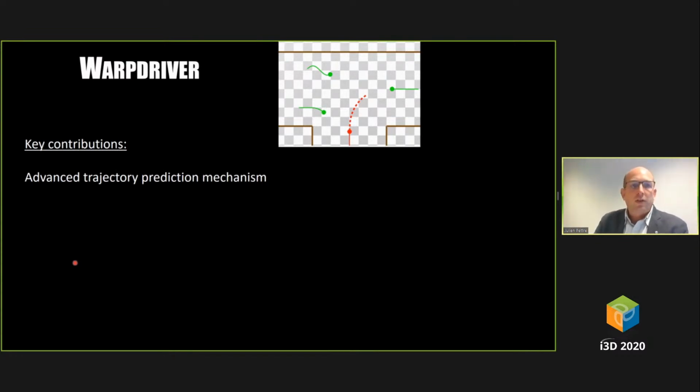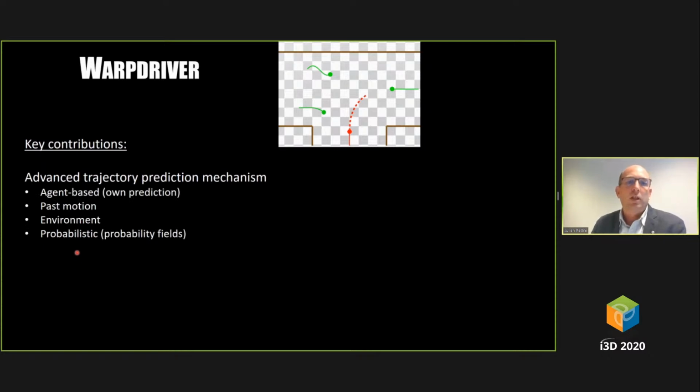First, we have this advanced prediction mechanism based on differences. I'm explaining this through this figure here. Let's say I'm the red agent. I want to make a right turn into this T junction of corridors, and I'm facing three other agents, the green ones. You can see a bit of their past motion here, and you can see the environment as well. You can see walls here.